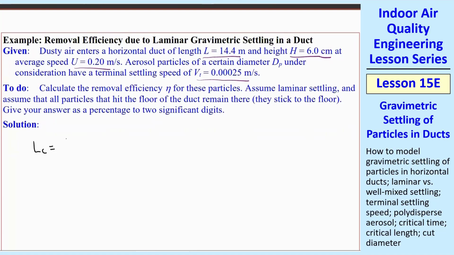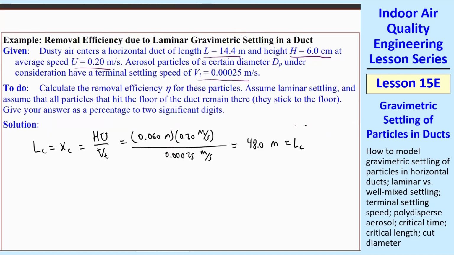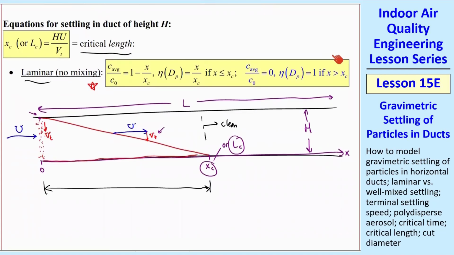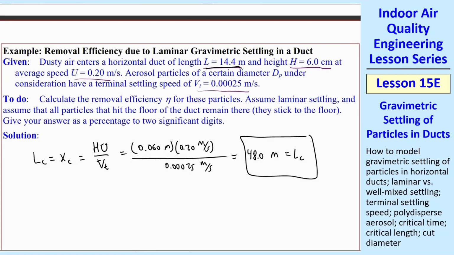The critical length I'll calculate first, or xc, whichever one you want, is H times U over Vt. Plug in the numbers, and I get 48.0 meters. That would be the length required for these particles at this flow speed and with this channel height to fall to the floor, and from then on, everything is clean. So eta is 100%, or 1, for x greater than xc. C average over C naught is 0 for that case. So if I had given you a length here, L, that was bigger than Lc, you wouldn't have to do anything else. You'd say that eta is 100%.